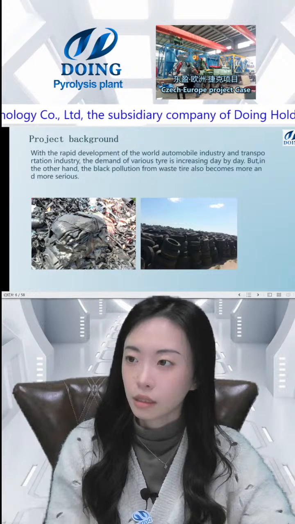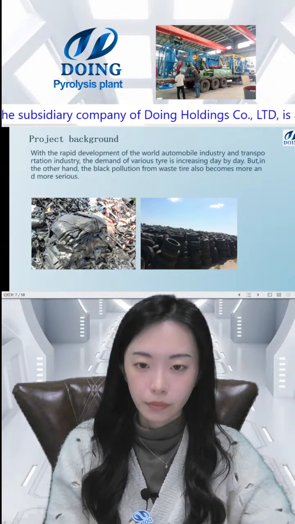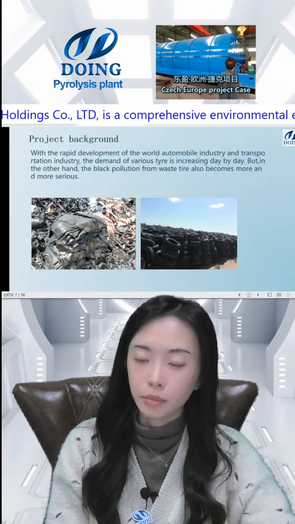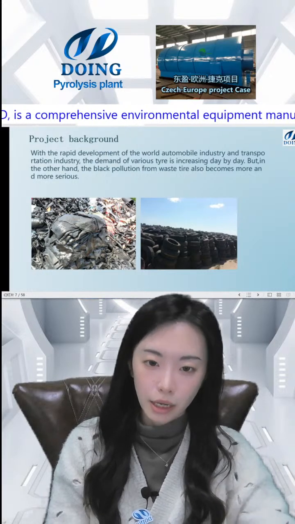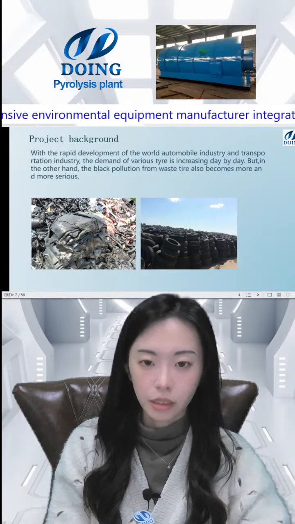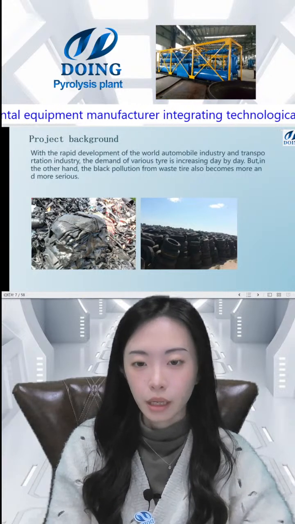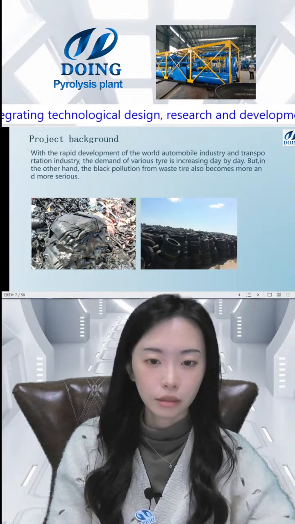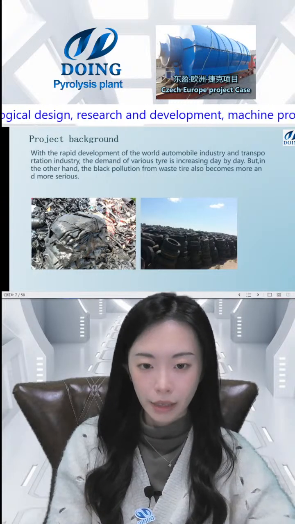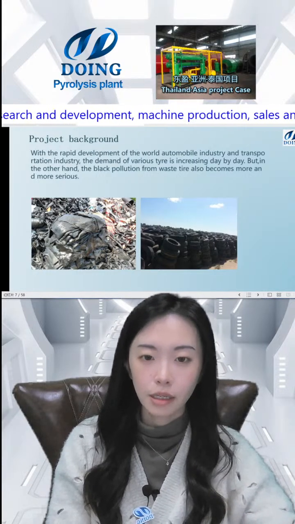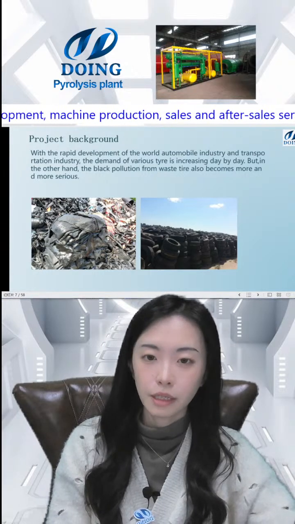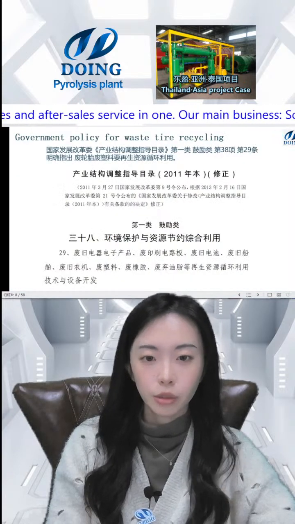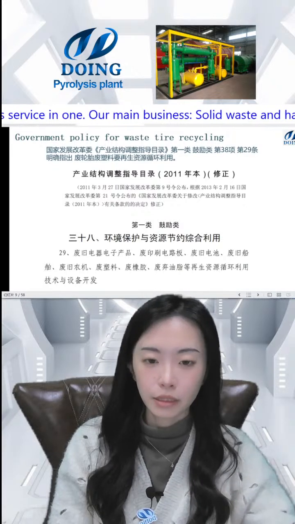And this is the project background. These are the different materials that we can use. The most common ones are waste tire and waste plastic. They are all called solid waste, and we can put them into the pyrolysis equipment and get fuel oil, carbon black, steel wire, flue gas, and other products. You can have a look at this background. They are all called black pollution. By using this equipment, we can have 100% recycling.